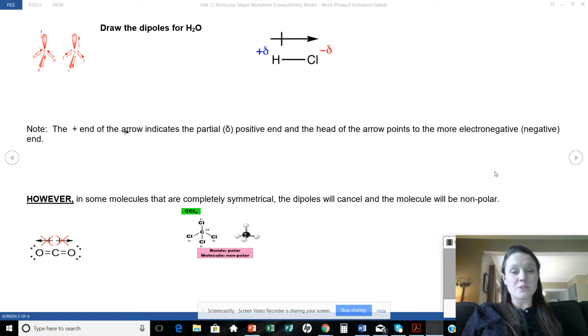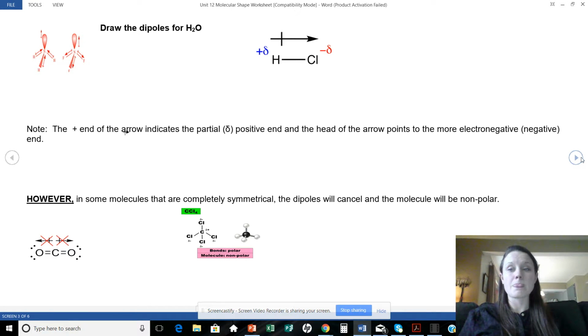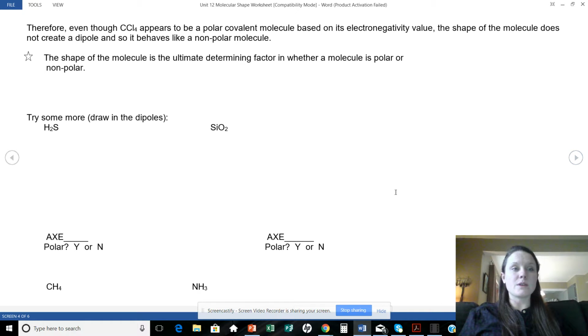So that's why we're learning about dipoles now, because as we go into our discussion on solutions, it's very important that you can determine if a molecule is polar or nonpolar, because whether the molecule is polar or nonpolar will determine if it is able to be dissolved or not be dissolved by a particular solvent. Okay, so understanding that in symmetrical molecules the dipoles can cancel is an important thing to know.